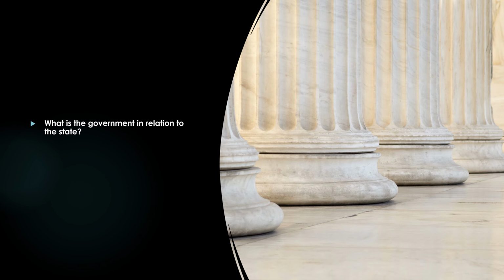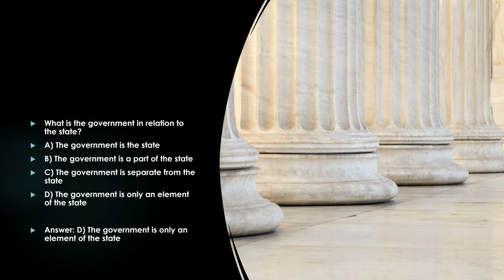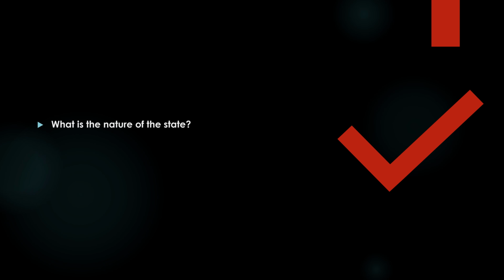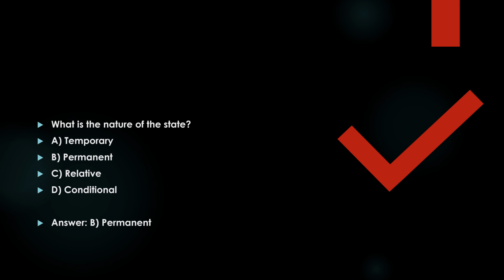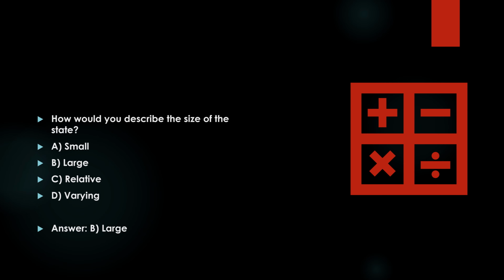What is the government in relation to the state? The government is a state. The government is a part of the state. The government is separate from the state. The government is only an element of the state. Answer D, the government is only an element of the state. What is the nature of the state? Temporary, permanent, relative, conditional. Answer B, permanent. How would you describe the size of the state? Small, large, relative, varying. Answer B, large.